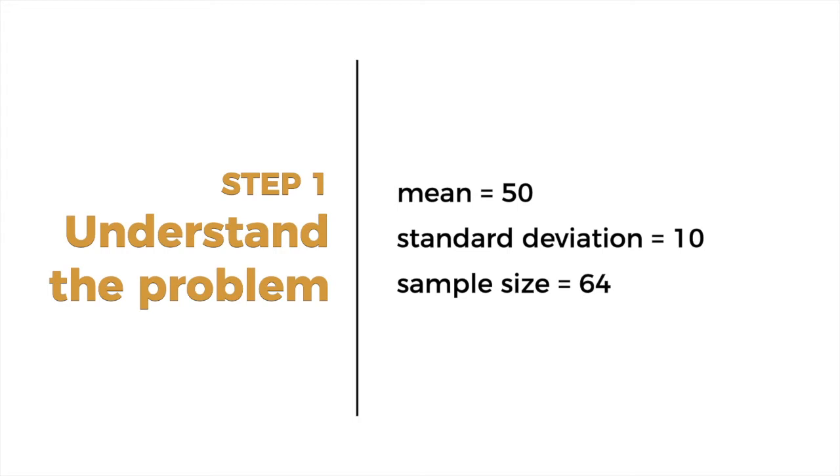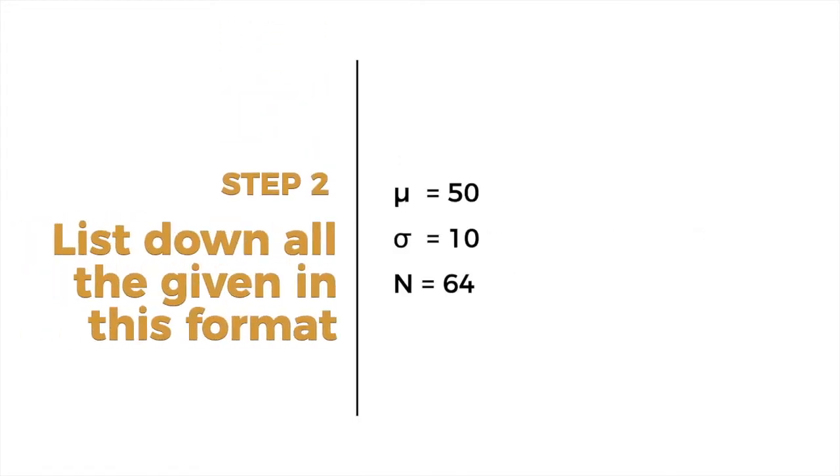After that, the second step is to list down all the givens in the following format. Mean is equal to 50, standard deviation is equal to 10, and n is equal to 64. And notice that these are all population values except for n, which is the sample size.